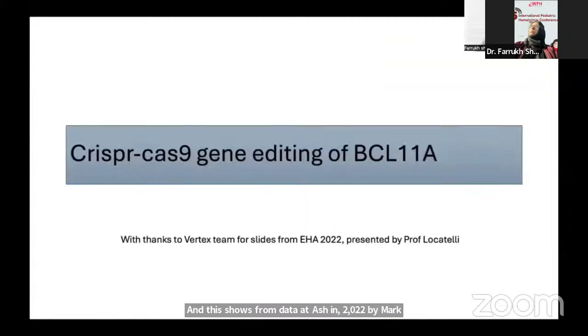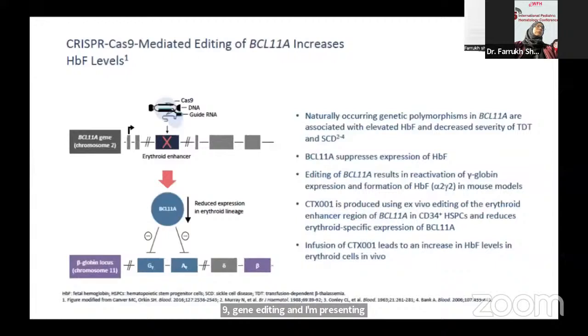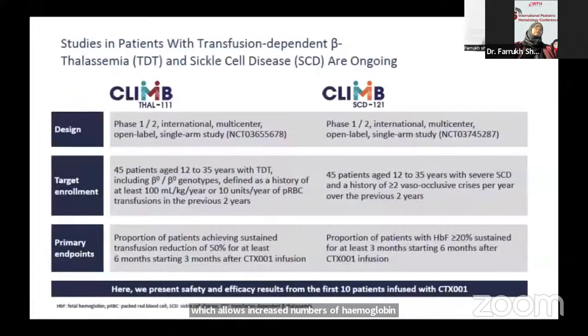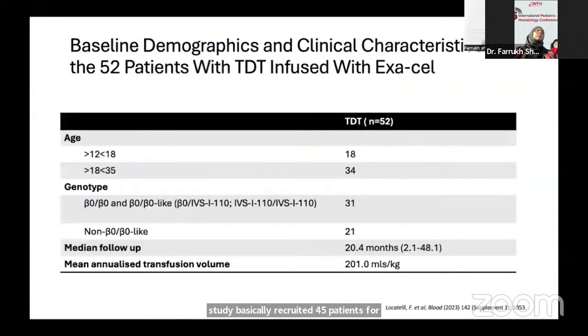We're going to go on to CRISPR-Cas9 gene editing, and I'm presenting some newer data as well as data from EHA from 2022. So as we know, CRISPR-Cas9 gene editing involves the activation of BCL11, which allows increased numbers of hemoglobin F cells to be produced. And what you see here is the fact that there are 2 clinical trials that are being run using exa-cel. The thalassemia trial is THAL111, the sickle cell trial is SCD121. And the study basically recruited 45 patients for thalassemia between the ages of 12 and 35.